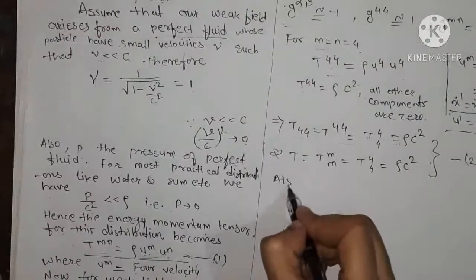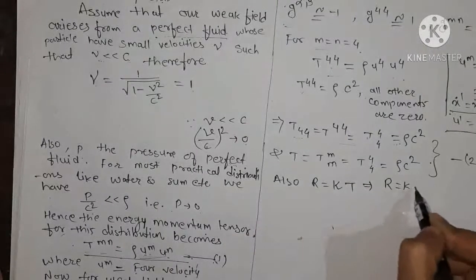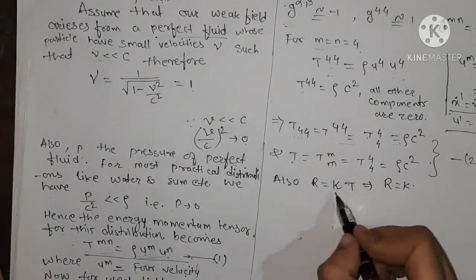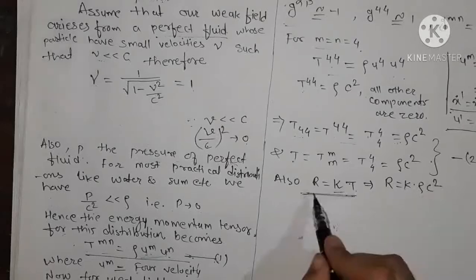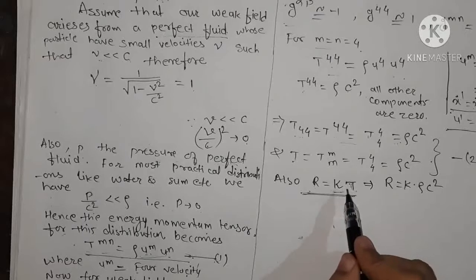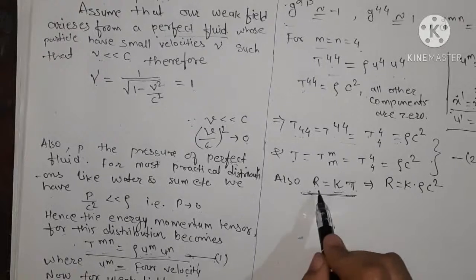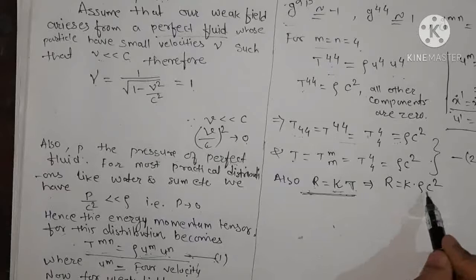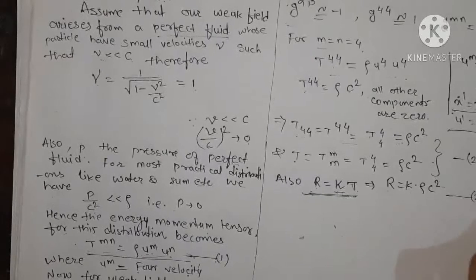Also, R equals kappa into T. This implies R equals kappa into rho C square, because the value of T is rho into C square. We have seen, when we derived the Einstein field equation in empty space-time, some results. From those results, we have R equals kappa into T, and the value of T here is rho into C square. Therefore, we have R equals kappa into rho C square. We give this as equation number 2B.